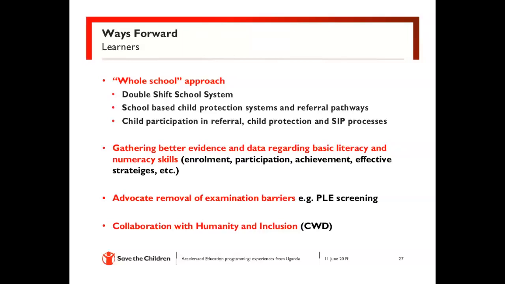We're also really advocating at district levels to make sure that examination barriers that might hinder AEP learners to participate in the final primary leaving examination process are lifted and removed, so they can fully participate in the final examination of primary education. And regarding the children with disabilities and inclusion of them within AEP programs, we are currently collaborating within the Education Cannot Wait consortium of 13 partners with Humanity and Inclusion to find ways to better support the inclusion of children with disabilities in both primary education and within accelerated education.